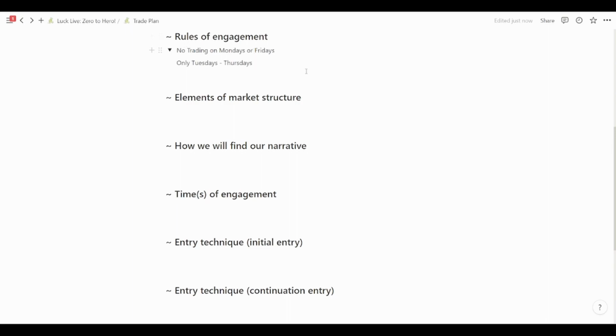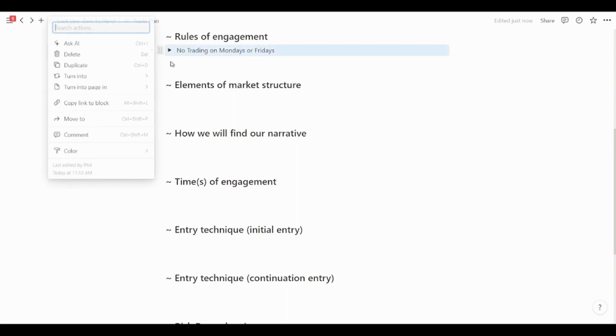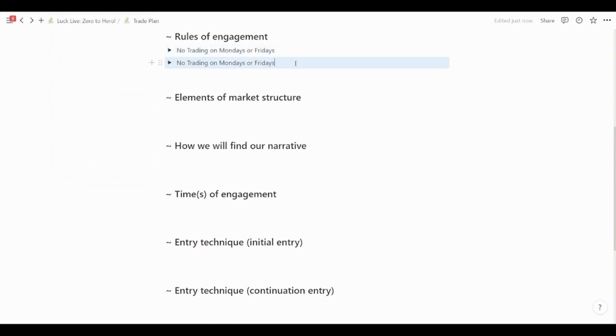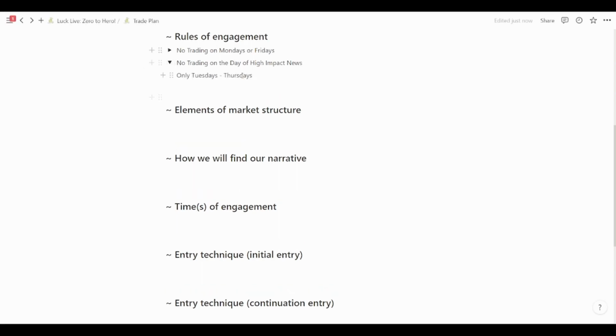What's next? No trading on the day of high impact news. Now I'm going to add to this rule here.